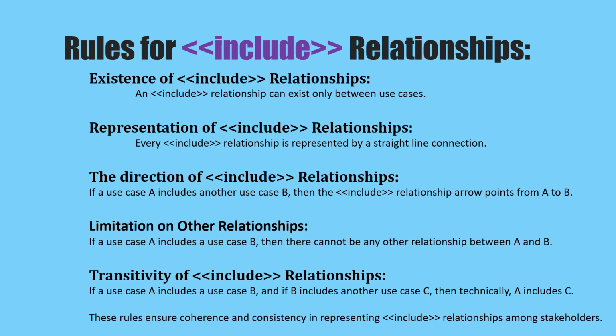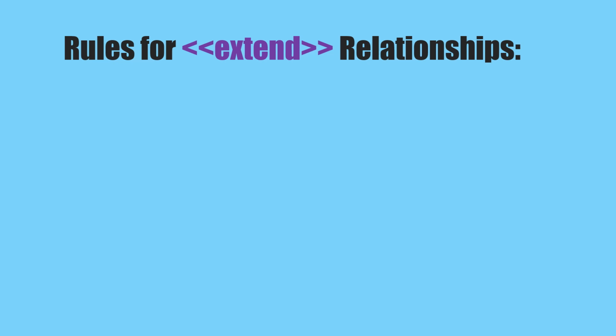Rules for extend relationship. Existence of extend relationship: an extend relationship can exist only between use cases. For example, in a reservation system, the upgrade seat use case may extend the book flight use case to handle cases where a customer requests a seat upgrade after booking.